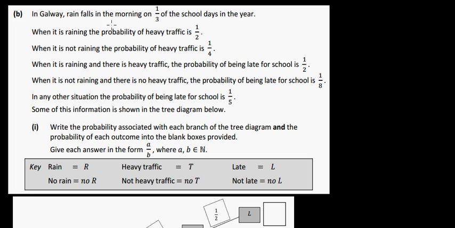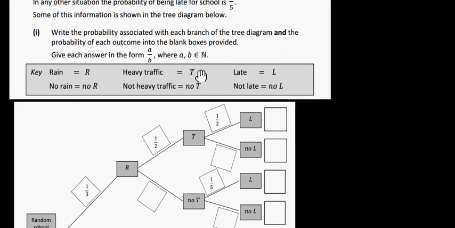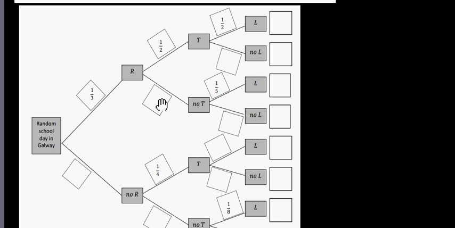So in Galway, rain falls in the morning on 1/3 of the school days in the year. Actually, what I'm going to do here is read each line and fill in the probabilities as we go along. We're asked to write the probability associated with each branch of the tree diagram and the probability of each outcome into the blank boxes provided. So in other words, we have this tree diagram with all these branches with blank probabilities, and then we've got our outcomes at the end here. We've got to calculate those as well. So let's work through those.